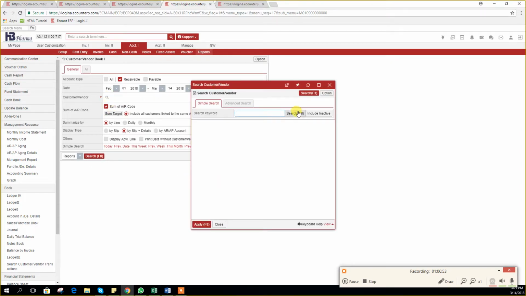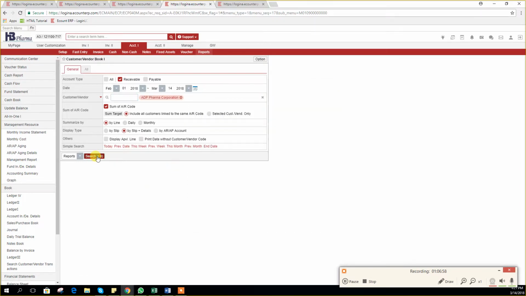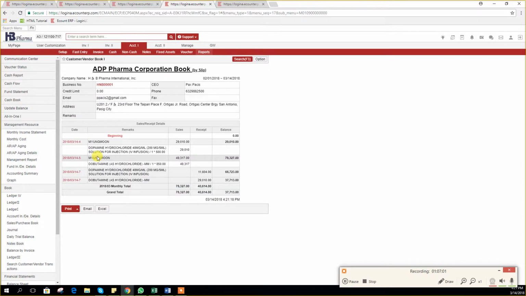Okay, so let's see. Customer or vendor. The SOA, okay, that's what he calls it. Customer vendor. Do you see for ADP Pharma Corporation book here? We have sales, this is what we sell. We invoice them, and this is what we receive already. From a particular date and everything, you can see here. This is what remains that they need to pay us. This is the statement of accounts, right?